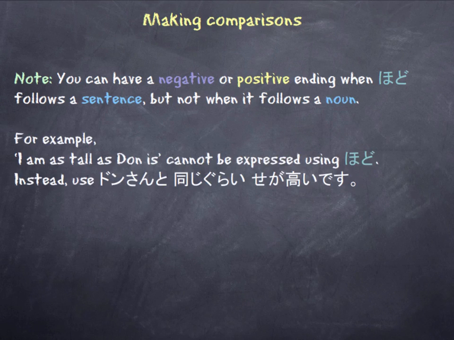So for example, I am as tall as Don is cannot be expressed using hodo. Instead, we would say ドンさんと同じぐらい背が高いです. So in this case, Don is the noun, and therefore we can't use hodo in this sentence.